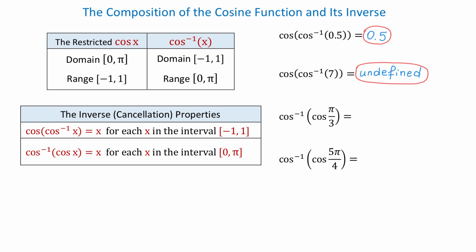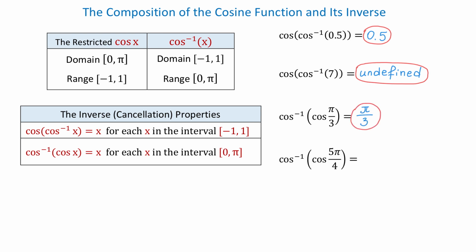Now, in the next example, we have inverse cosine of cosine of pi over 3. Here, inverse cosine is first, and then cosine is in parentheses. Therefore, we will use the second property. Let's start by checking if pi over 3 is in the interval from 0 to pi. And yes, pi over 3 is in this interval. Then according to this property, whatever the value of x is here, the same will be the result. Then we can say that inverse cosine of cosine of pi over 3 is pi over 3.